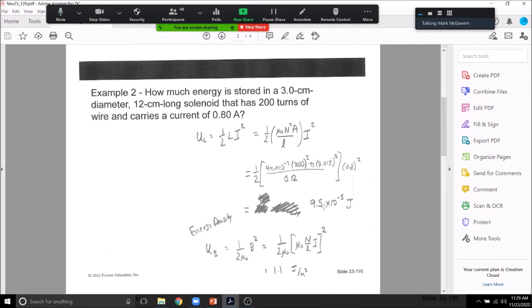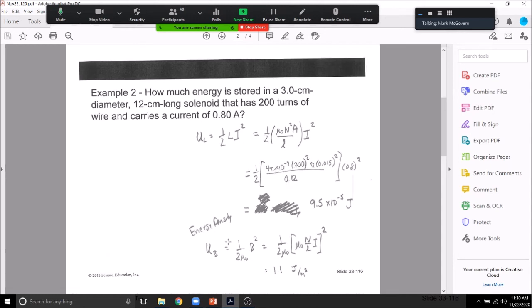And now this is not a lot of energy, as you can see here. 9.5 times 10 to the minus 5 joules. It's not a crazy amount of current, and this is pretty small. This probably doesn't really have a huge magnetic field anyway. We could figure out what the magnetic field is, but this is pretty tame stuff.